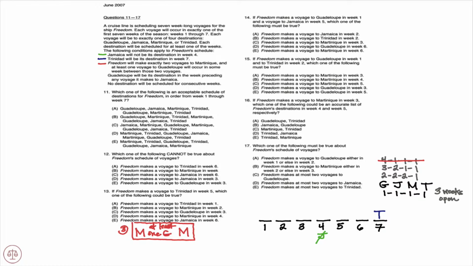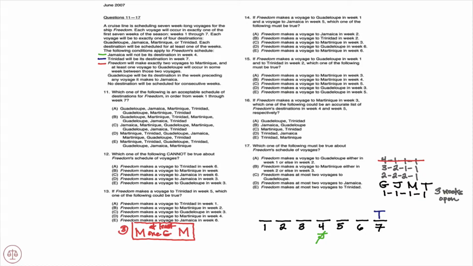Now keep in mind, we cannot make certain deductions here. For example, you cannot conclude based on the fact that Trinidad is 7th that Martinique cannot appear 5th. Because again, if Martinique appeared 5th, as long as the other Martinique appears 3rd or earlier and Guadeloupe is in between them, it's still fine. So we can't do anything with that rule.